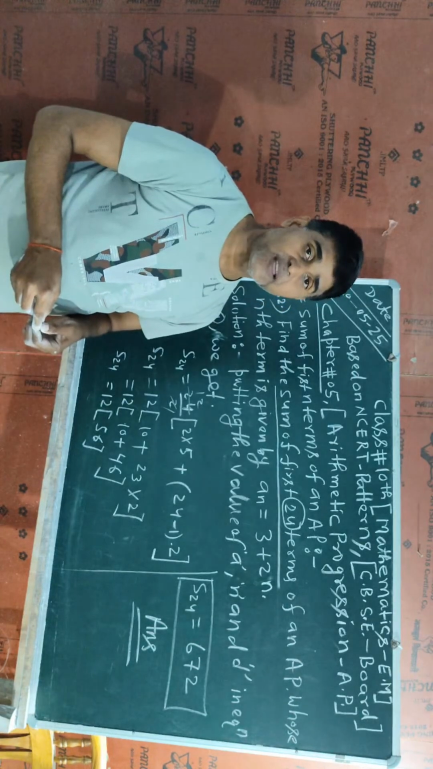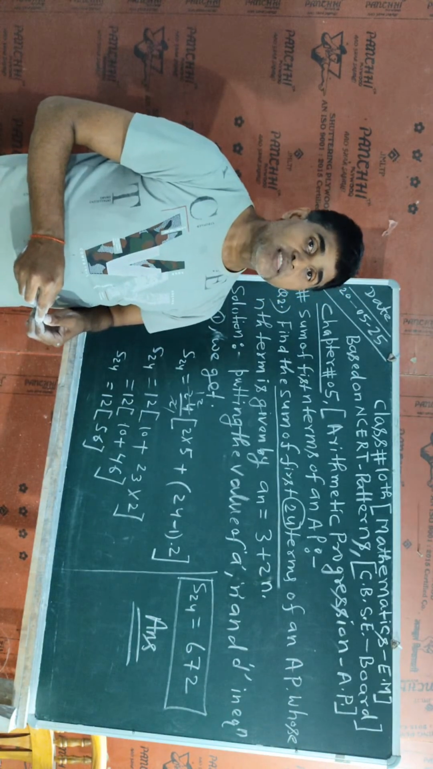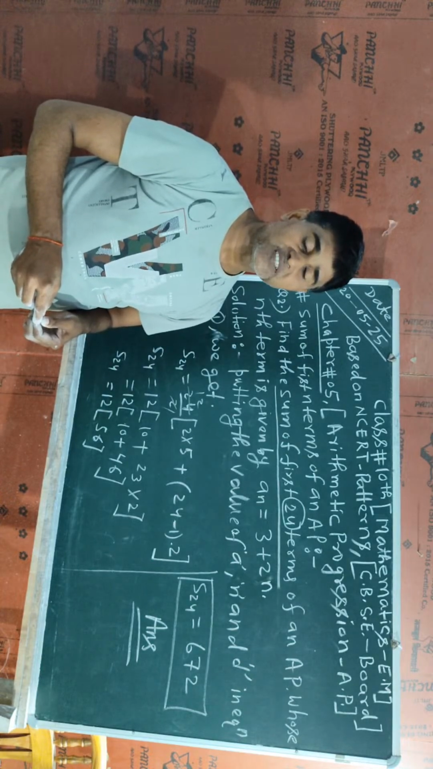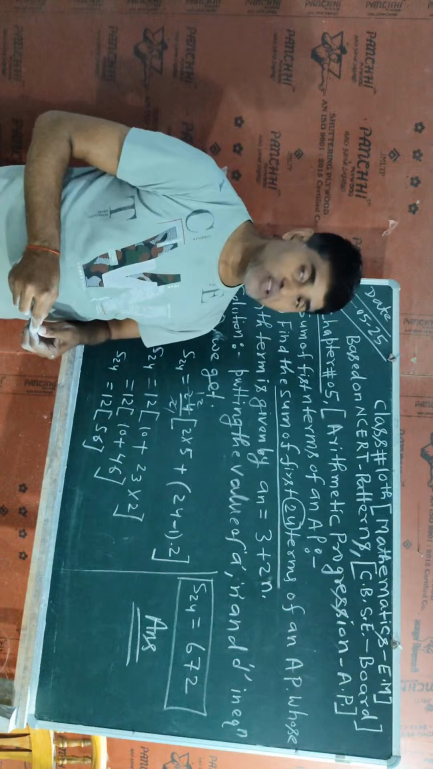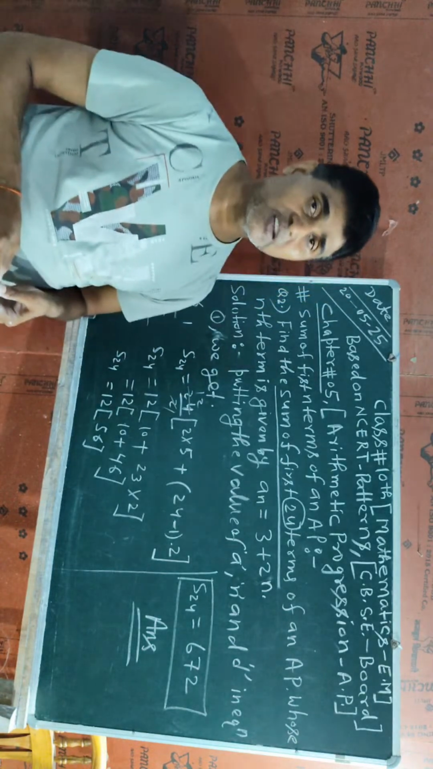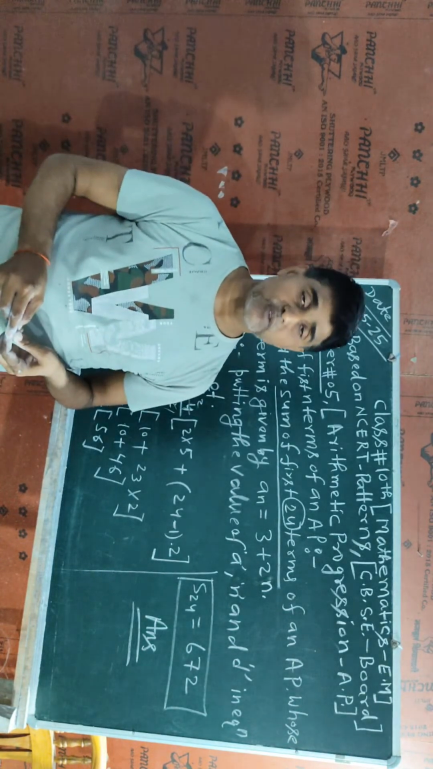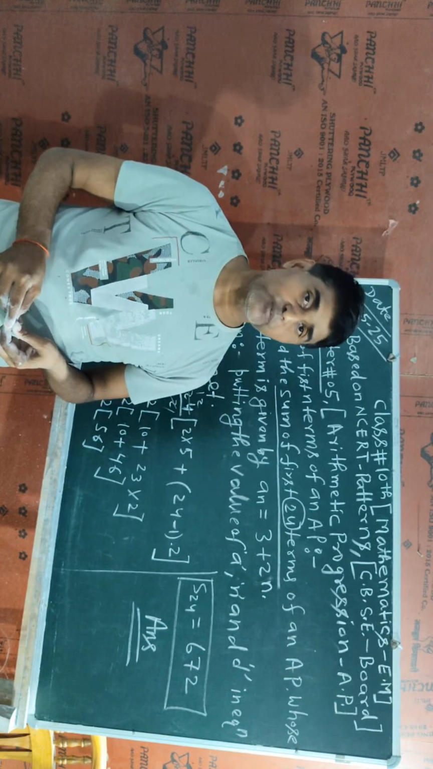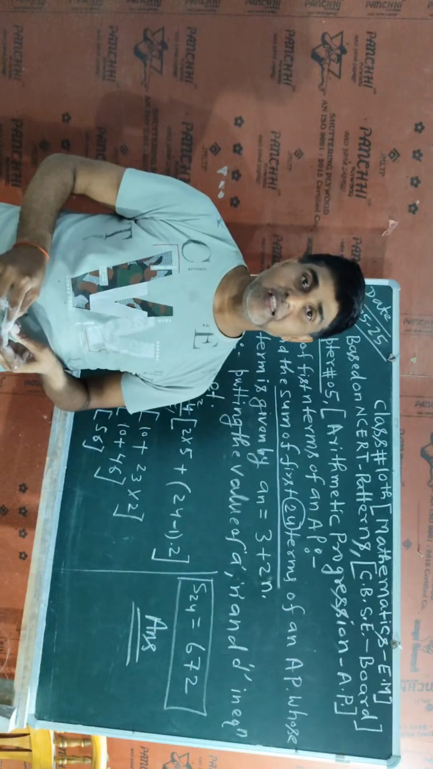First formula I have already explained with you, that is Sn is equal to n by 2. In the bracket you have to write 2a plus (n minus 1) into d. And second formula, if the last term is given, that is the nth term is given, in this case you have to write Sn is equal to n divided by 2. In the bracket you have to write first term plus last term, that is first term a plus last term an.